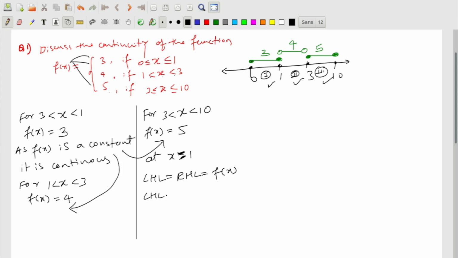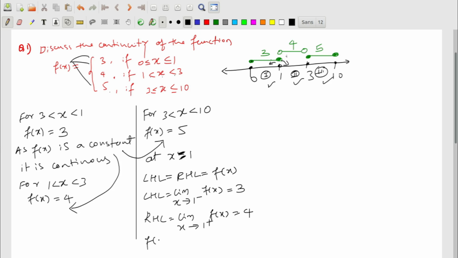So the left hand limit, that is limit x tends to 1 minus of f of x. So 1 minus is less than 1. If x is less than 1, then the value of the function is 3. Similarly, you find the RHL, that is limit x tends to 1 plus, which is greater than 1. If x is greater than 1, then the value of the function is 4, right? If it is less than 1, it is 3 and greater than 1, it is 4.